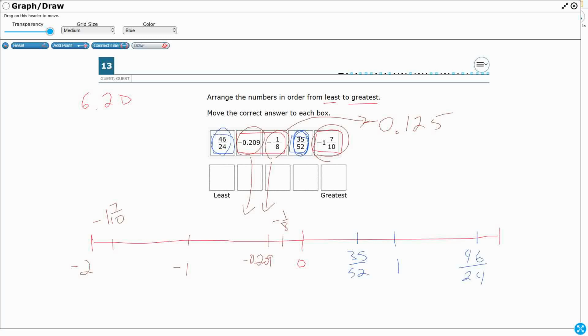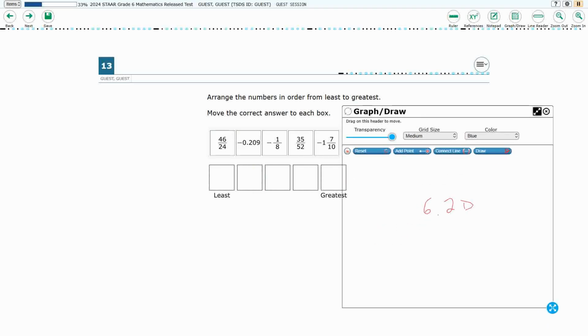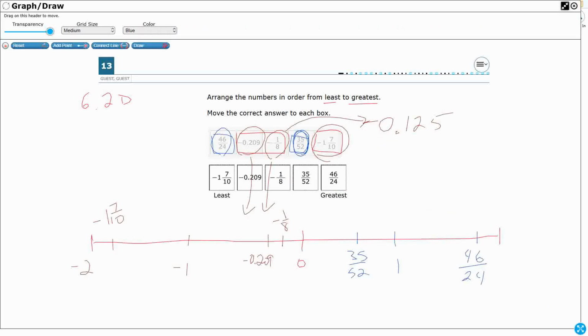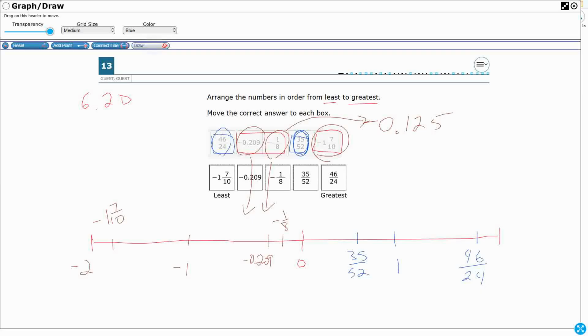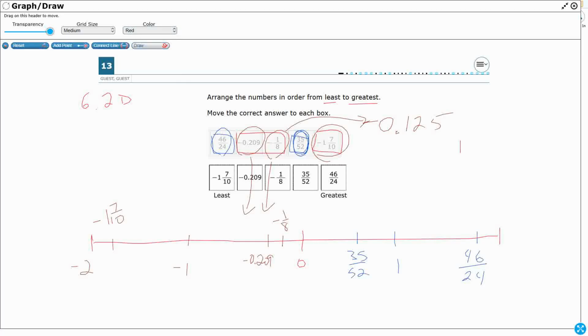So I've got my -1 and 7/10. And then I had my -0.209, my -1/8, my 35/52, and then this right here. And then let's make sure that we got everything correct, matched up. And so we do. So this is worth 1 point, and you had to get all 5 correct to get that 1 point. Well, this, as you can tell, was probably one of our more difficult ones. In fact, this is our fourth hardest item. Only 26% of our students were able to get all of those correct.